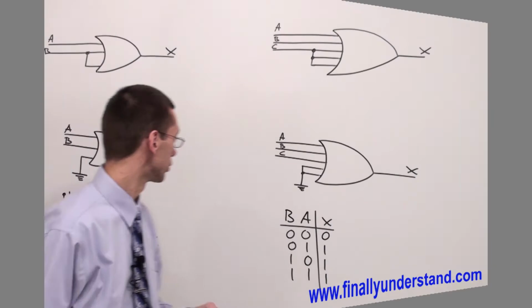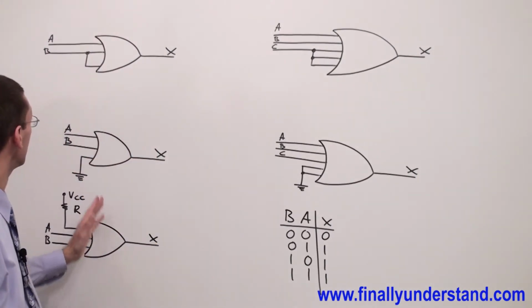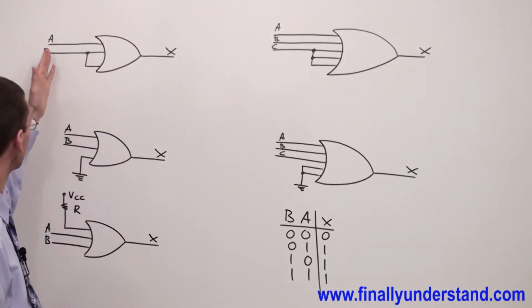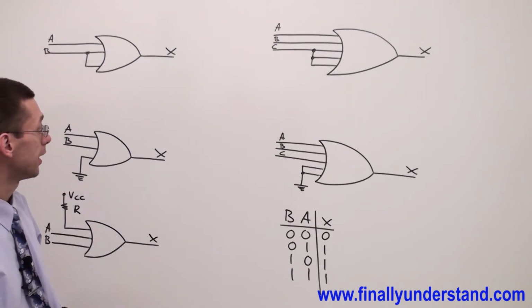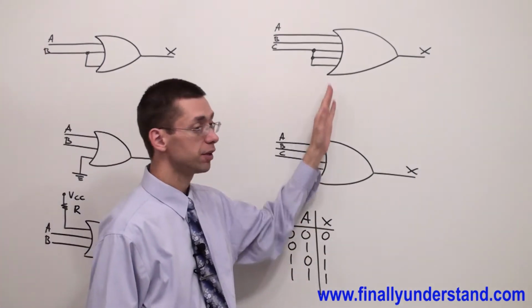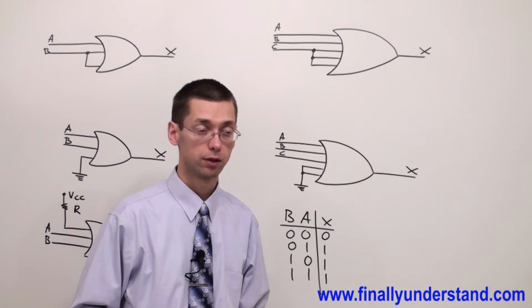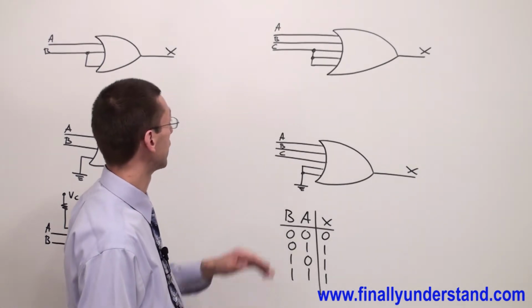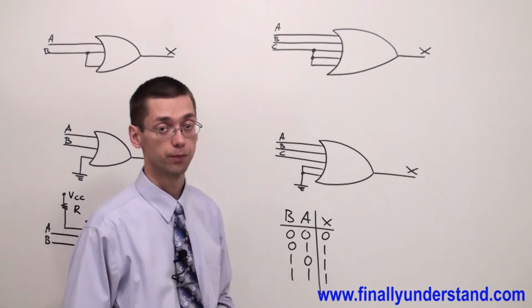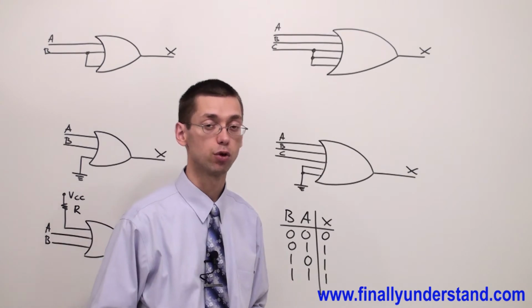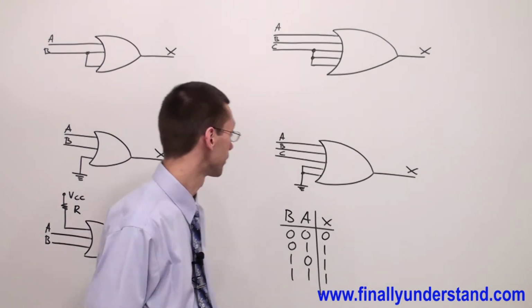This time we are going to discuss OR gates. I'll try to convert 3 input OR gates to 2 input OR gates with inputs A, B, and 5 input OR gates to 3 input OR gates, A, B, C inputs. Okay, let's verify which connections are correct.